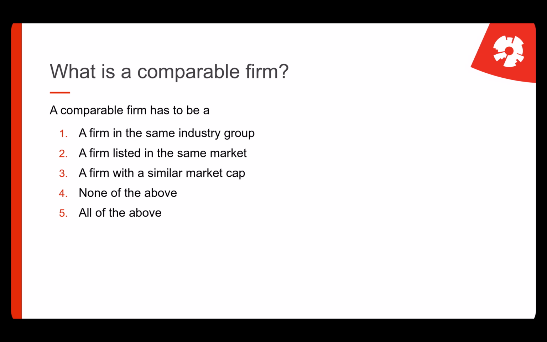So what's a comparable firm? Students often think same industry, same exchange, or the same market cap, but none of these are required. A comparable firm is simply a firm that shares similar business risk exposures. It could be in a different industry, country, or size group, as long as the underlying risk drivers are similar. That's the only thing that matters for the bottom-up beta. So the right answer here is none of the above.